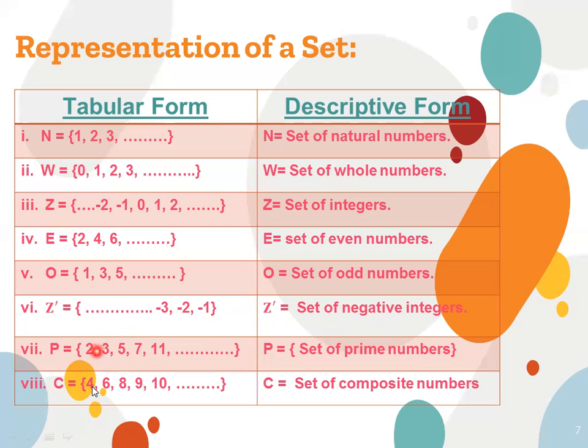Now P is equal to 2, 3, 5, 7, 11. These are prime numbers, a set of prime numbers. Capital P means prime numbers. Now this one is very simple. C is equal to 4, 6, 8, 9, 10, a set of composite numbers. These are the sets of composite numbers. Clear? So this is the way to write the tabular form and descriptive form of any set.